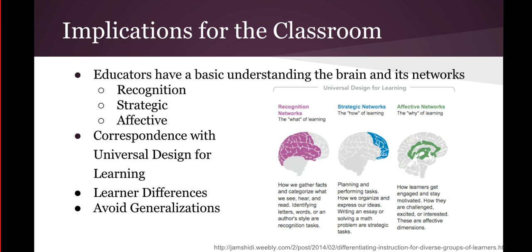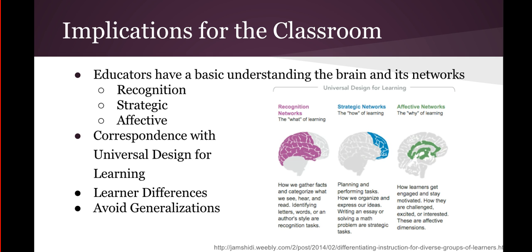One of the first implications for the classroom is the usefulness of basic neural knowledge. After reading this, educators should have a basic understanding of brain functions in relation to the classroom, which are recognition, strategic, and affective networks. These three networks correspond with the three principles of Universal Design for Learning, or UDL, which are representation, action and expression, and engagement, respectively. UDL provides a better classroom experience for all, as it does not cater to any one group of students but benefits all students, including students with a variety of disabilities.